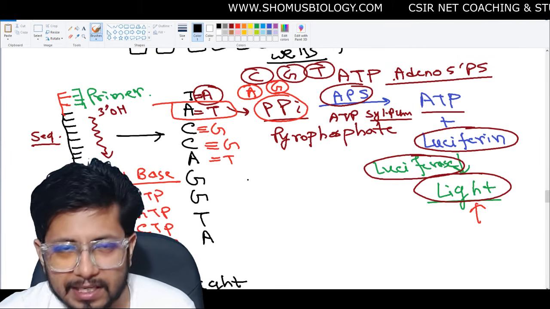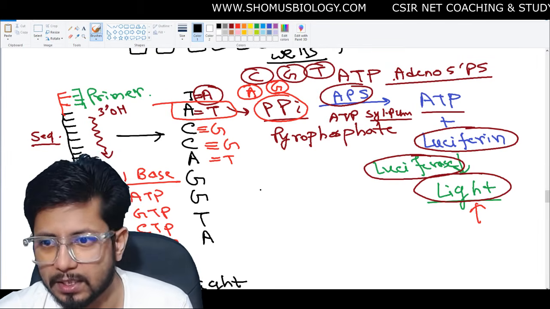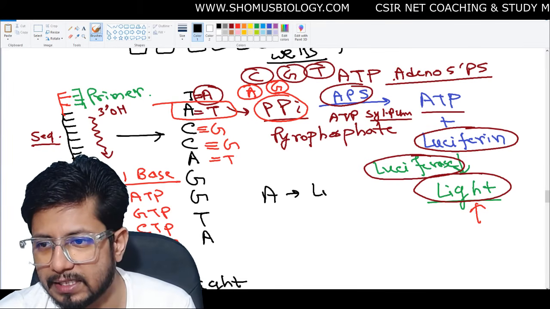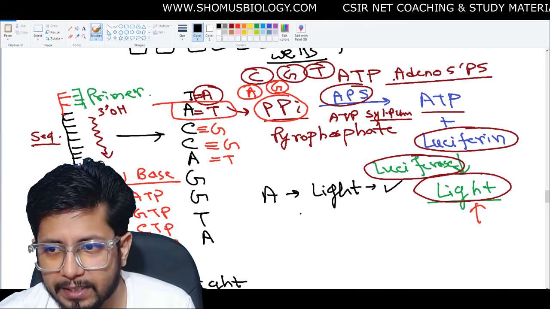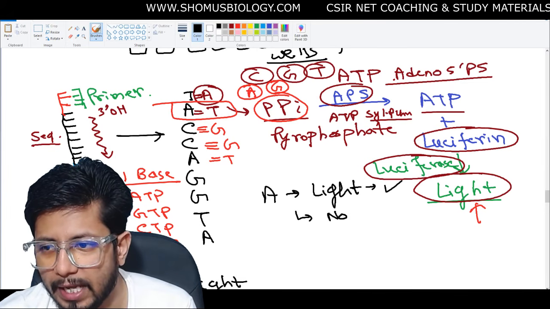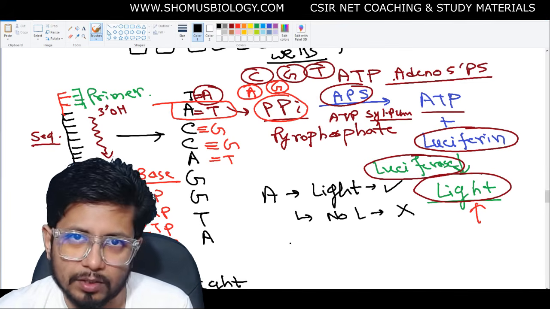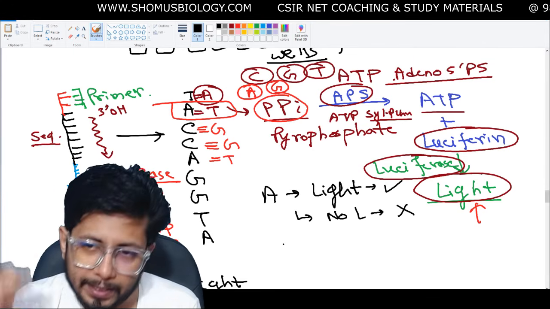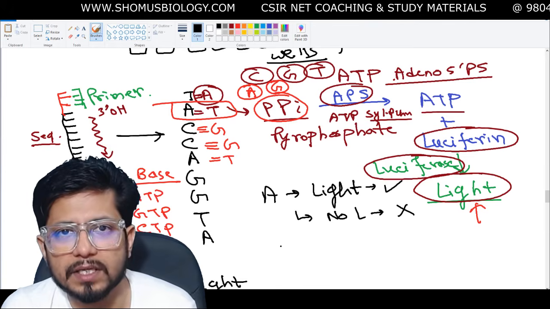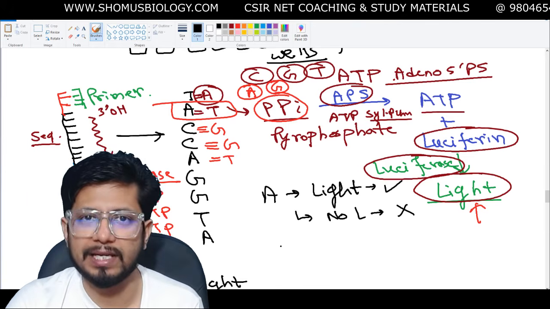And whenever we detect the light, that means that particular base. So we are running for A base. If there is light, that means what? A pairs, right? And when there is no light, A does not pair with that complementary sequence. This process continues, right? And it not only gives us the light but also the light intensity.